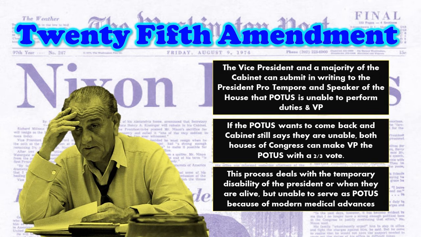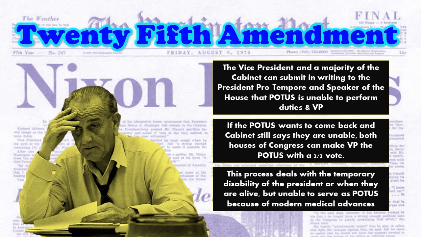If the president at any point wants to come back and the cabinet and the vice president still say that the president is unable to do so, then it goes to Congress, and Congress will have to vote on whether the vice president will replace the president as the President of the United States for the remainder of the term. I know this is very confusing, but we're talking about a situation where, let's say that President Trump seemed unable to perform his duties as president. Mike Pence, the vice president, and the cabinet could, by majority vote, decide to make Mike Pence the president. If Trump still thought that he ought to be the one that would be president, then Congress would have to vote, and they would be voting on whether or not Mike Pence would replace Donald Trump as president.